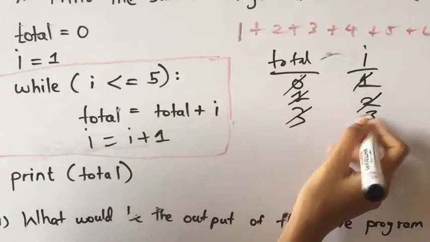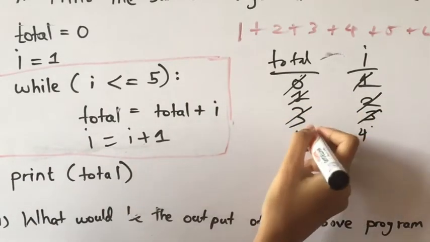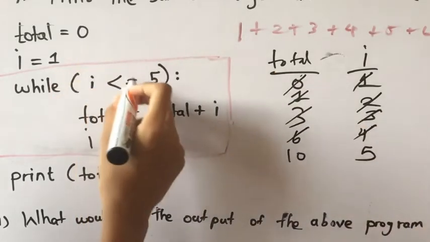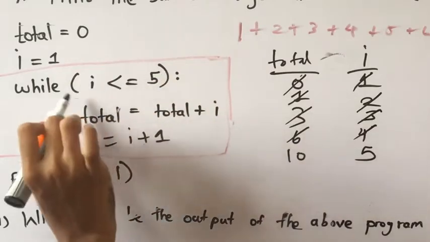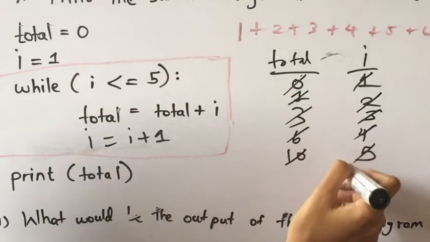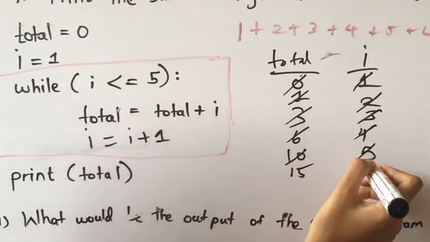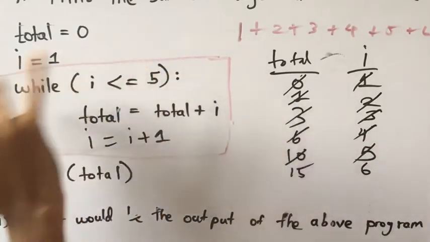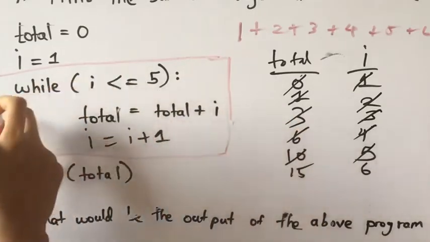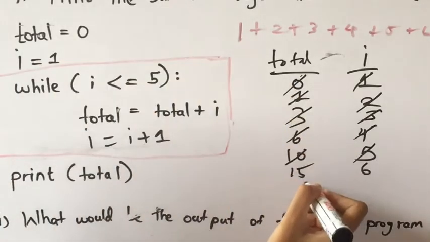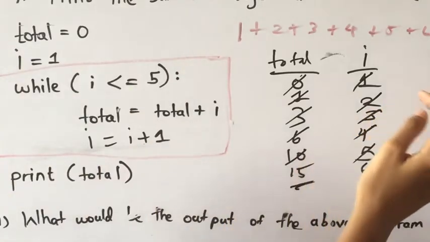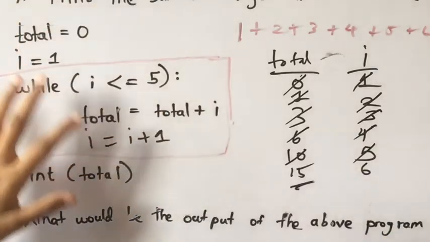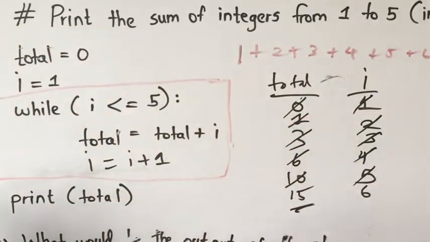3 plus 3 is 6, then 4, 6 plus 4 is 10, then 5. When it reaches 5, 5 is equal to 5, so that is also true, so it will go in. Again it will calculate 15, and then I will become 6. When I becomes 6, 6 is less than or equal to 5 will become false. In that case it will stop and print the total, which is 15. We have calculated the total from 1 to 5 including 1 and 5. This code is going to give the total of 1 to 5.